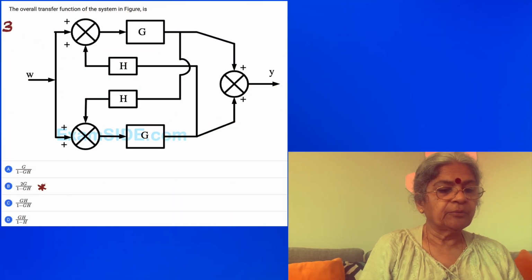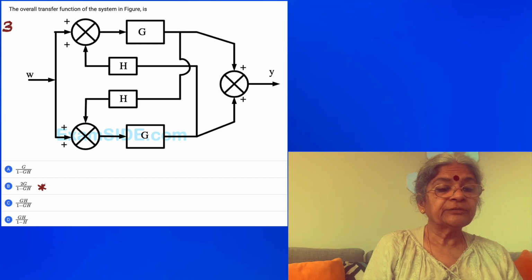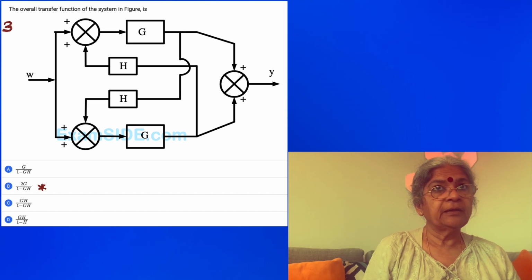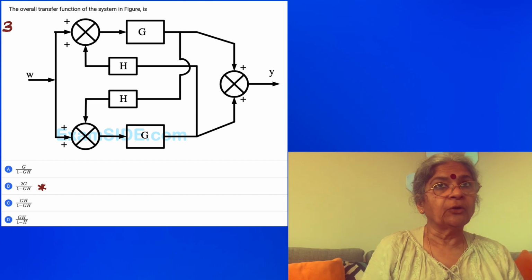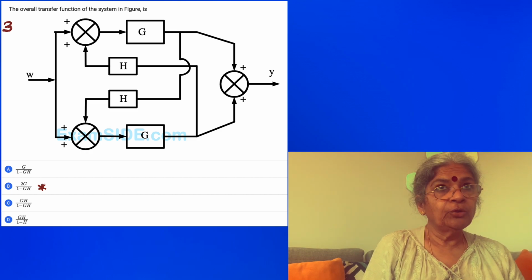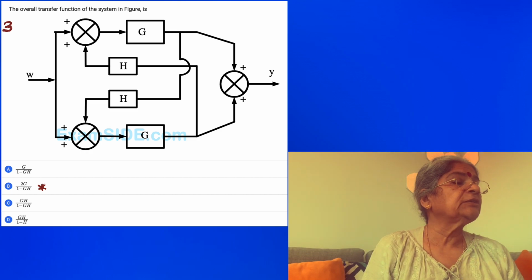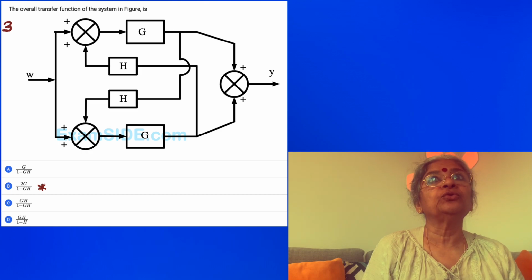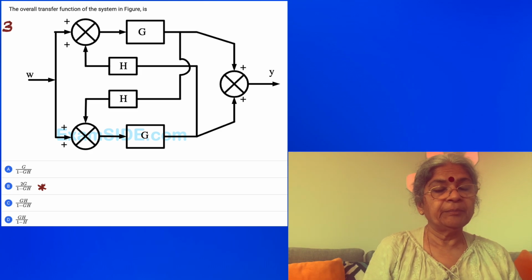So let's move to the third problem. The overall transfer function of the system is given. Here we are starting to analyze the block diagram from a different picture. Input is given and we trace the path towards the output, and then we see if there are any feedback loops. So W is the input given. It is not split into two. It's given to both the blocks. Please don't have any confusion regarding that.